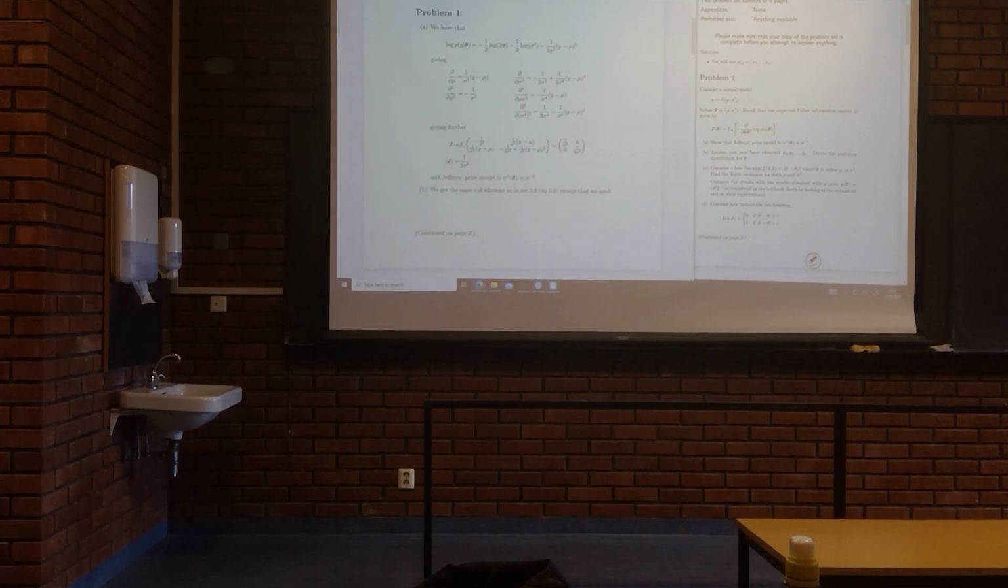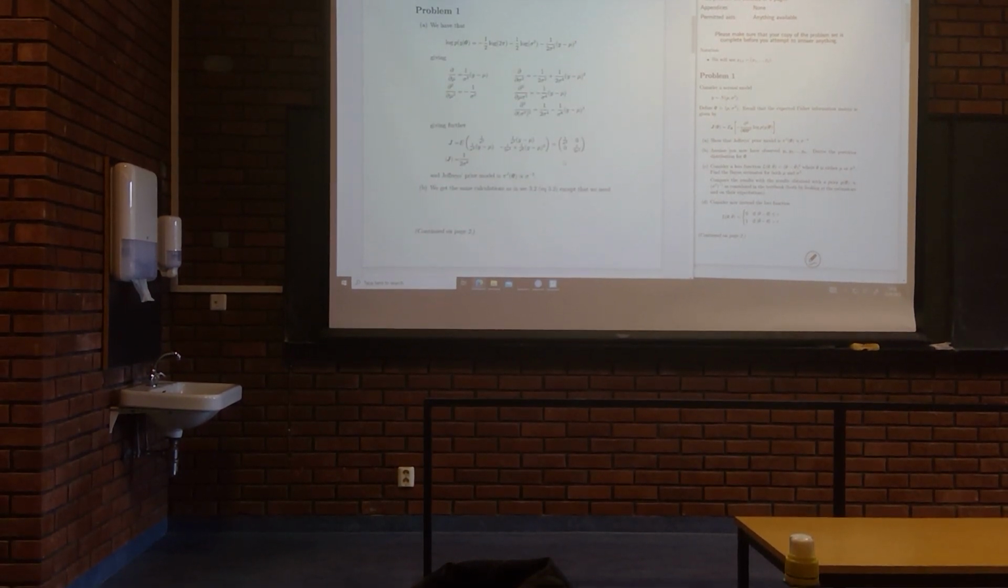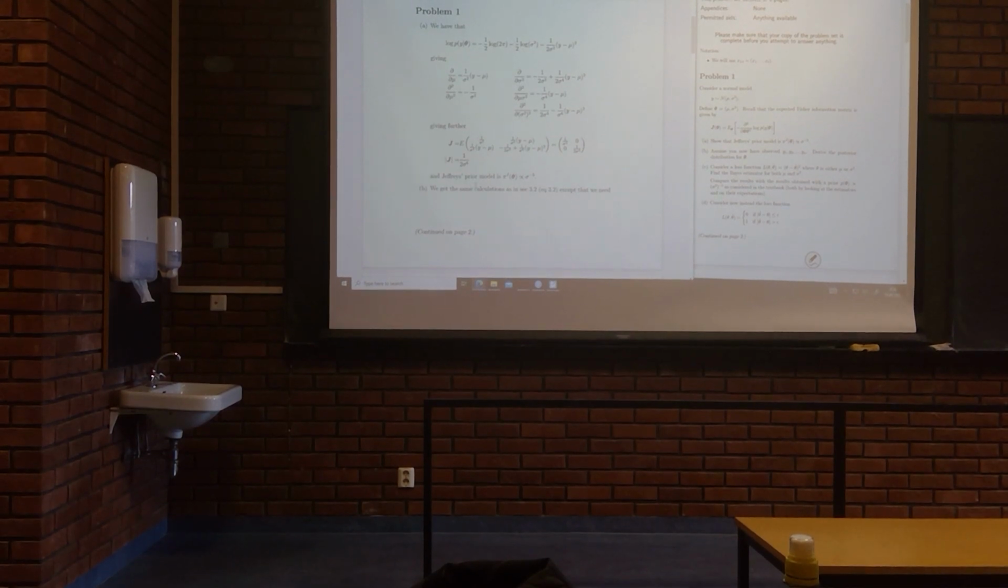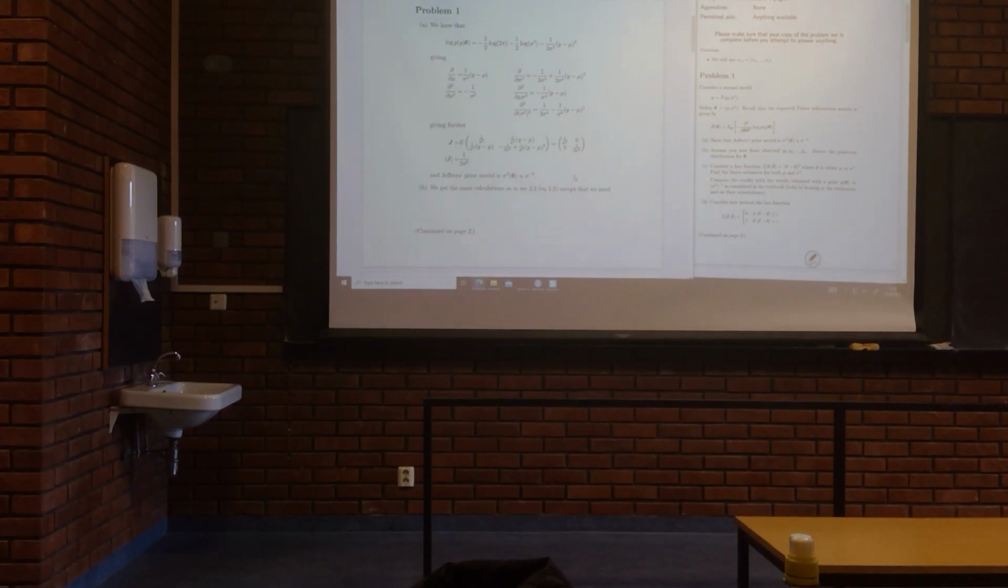Okay, so that means that we get that this information matrix is just a diagonal matrix, which means that the determinant can be easily found by just taking the product of the diagonal terms. And then we get Jeffreys prior by just taking the square root of this, which then becomes sigma to the power of minus 3.